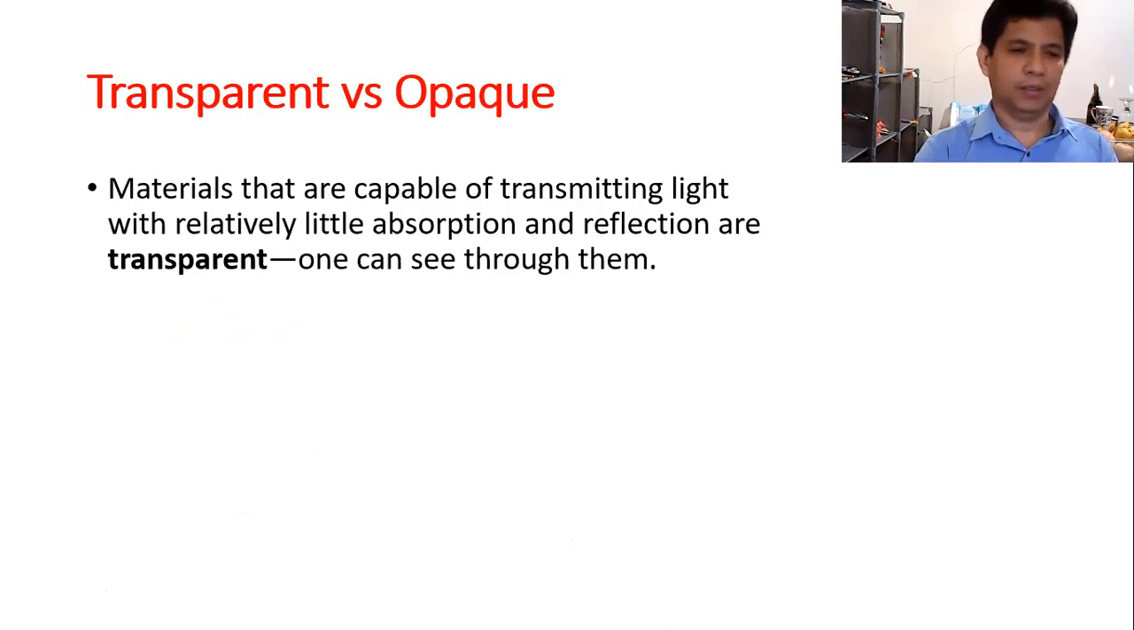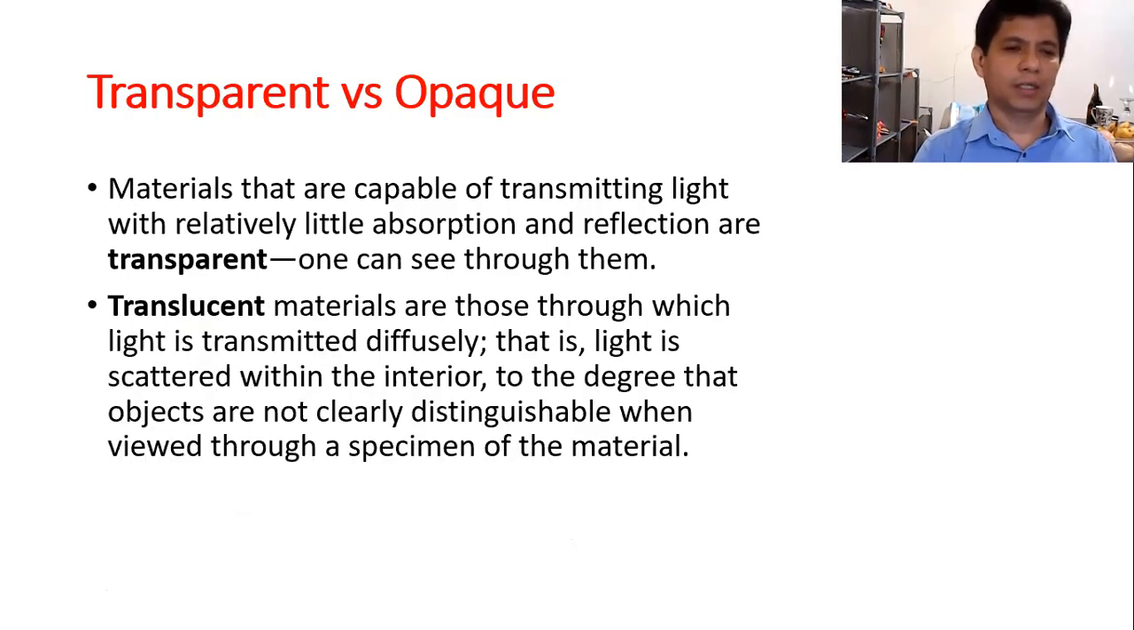Now, translucent materials are those through which light is transmitted diffusely. For example, a glass with contents inside: you can still see what's inside the glass, but its appearance doesn't look the same as when you look at it directly. The light changes direction when it is translucent. That is, light is scattered within the interior to the degree that objects are not clearly distinguishable when viewed through a specimen of the material. So, light diffuses when it is translucent.